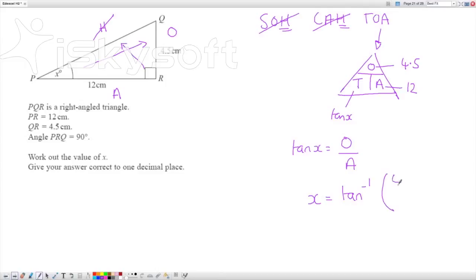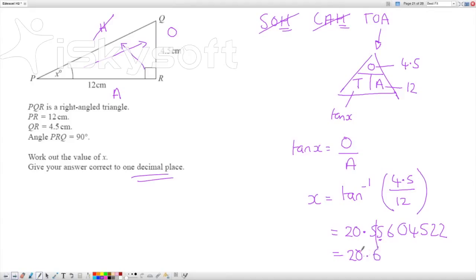You've got to press Shift. Open your bracket, 4.5 divided by 12, close your bracket. If you put that into your calculator now, you should come out with the answer 20.556045... One decimal place: the next digit is a big number, so this one goes up, 20.6. So our angle here in the triangle is 20.6, correct to one decimal place.